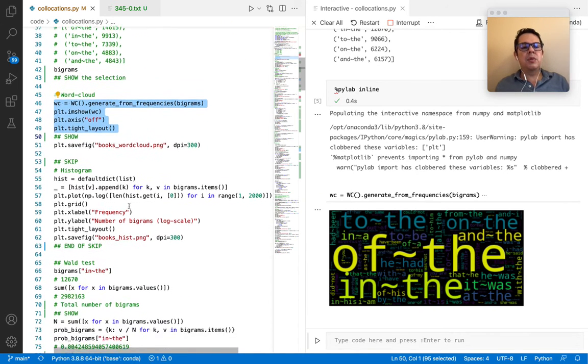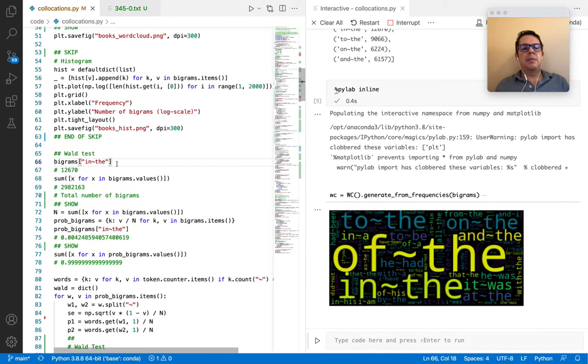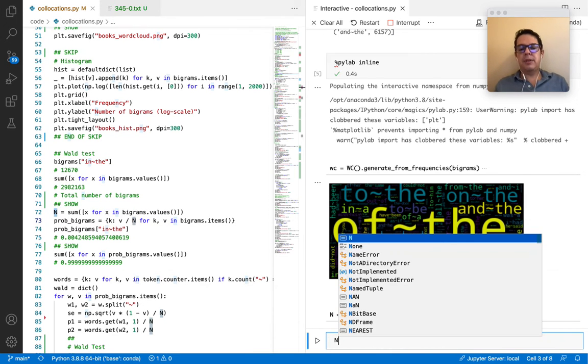But what we can do now is compute the Wald test. In order to create the Wald test, we need to count the number of bigrams that we have seen in the corpus. This can be computed just by iterating over all the values and summing them. The values mean the number of times each particular bigram appears. So if we sum everything, then we obtain the total number of bigrams that we have seen. With that value, with n, it is almost 3 million.